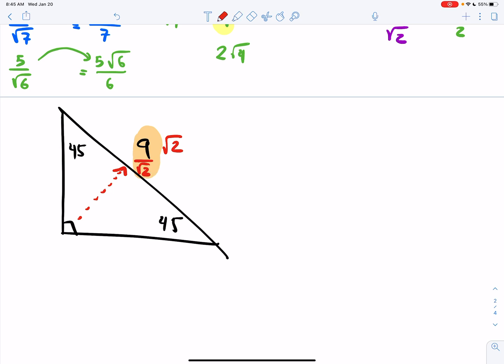So your two legs are going to be 9 over radical 2, 9 over radical 2. Also known as 9 radical 2 over 2, and 9 radical 2 over 2. Okay? Hopefully you got that. If you didn't, let me know.